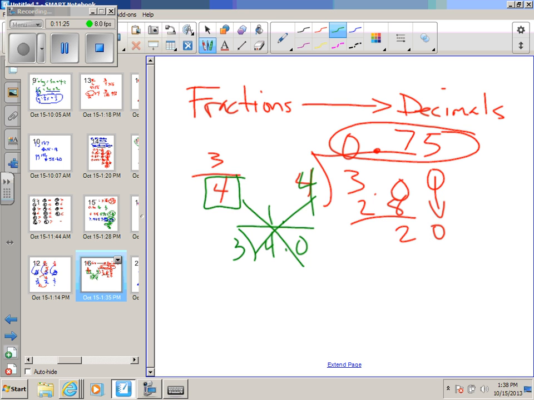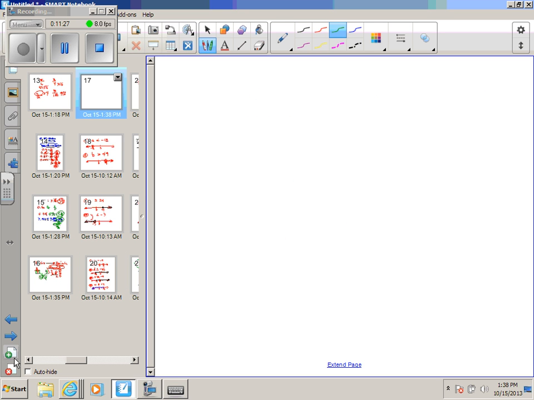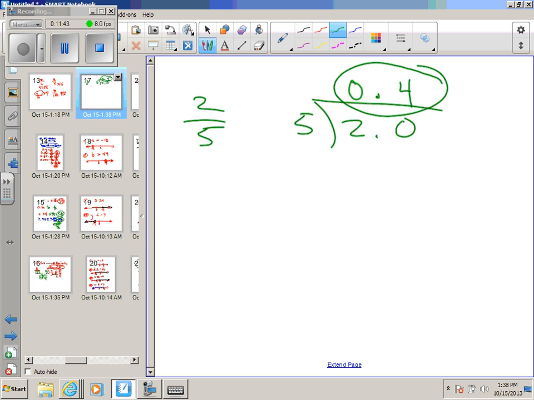Another fraction. 2/5. 5 goes on the outside, 2 on the inside, and we're well past remainders. 5 does not go into 2, however, 5 goes into 20 4 times. There's your decimal.